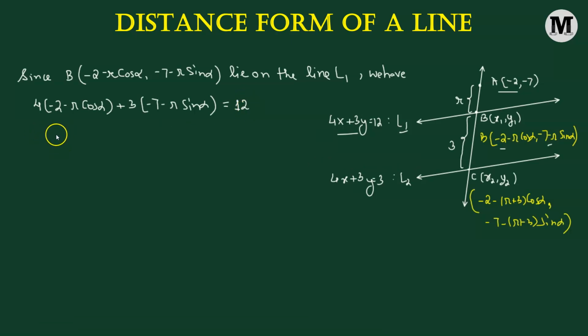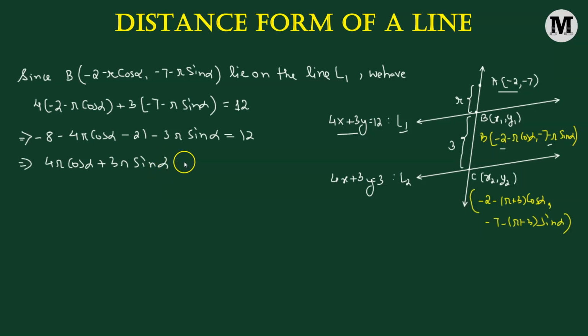Okay, so let's simplify this. We're going to get -8 - 4 times r times cosine of angle alpha, minus 21 minus 3r times sine of angle alpha, equals 12. So we are going to get 4r times cosine of angle alpha plus 3r times sine of angle alpha equal to -41. We're going to keep it aside for the time being. Let's give it an equation number. We're going to label this as number 4.